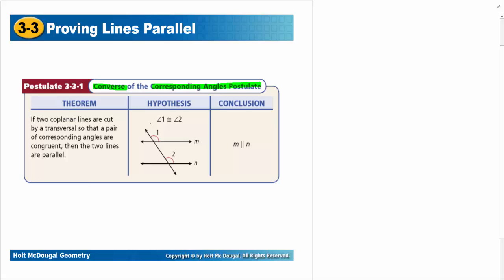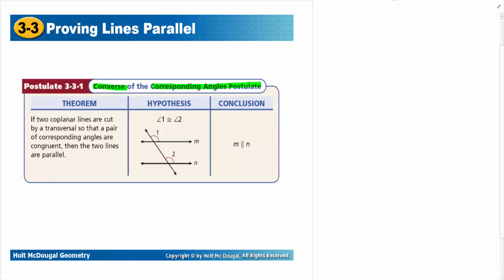So again, remember in 3.2, this was our conclusion. This was our hypothesis. So we said if m is parallel to n, then corresponding angles are congruent. But the converse switches that around, okay? That's hopefully easy enough to see, and if you know the corresponding angles postulate, you'll know its converse.